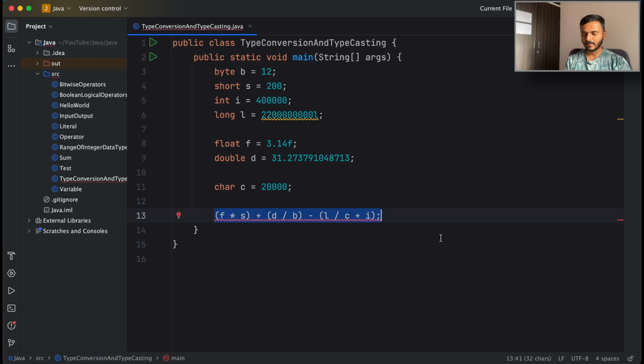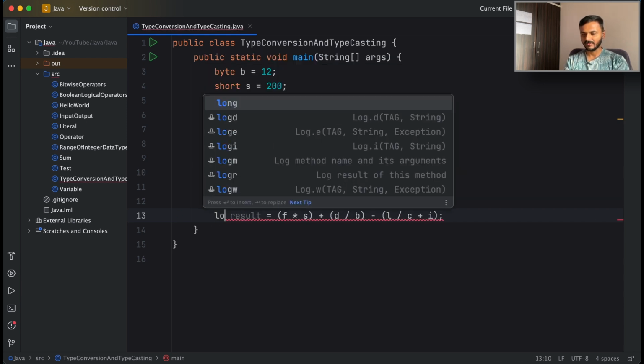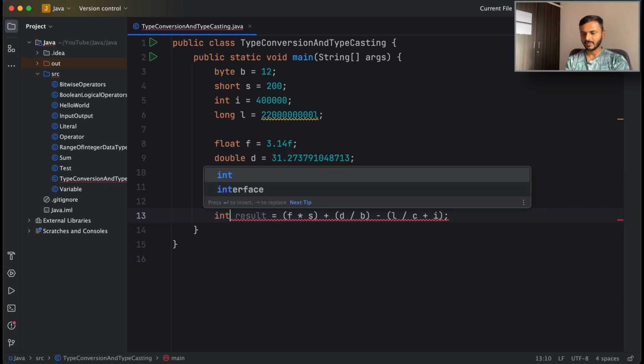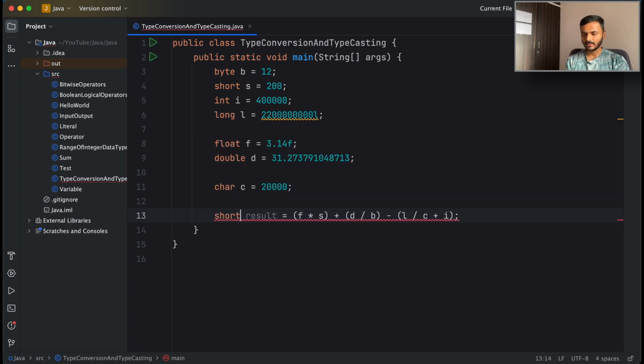So coming back to IntelliJ, if I say double result is equal to, there will be no errors. But if I use any other data type, if I use say float, we will get an error. The same thing will happen on using long, int, short, byte, and char, and of course, boolean. So double is the correct answer.